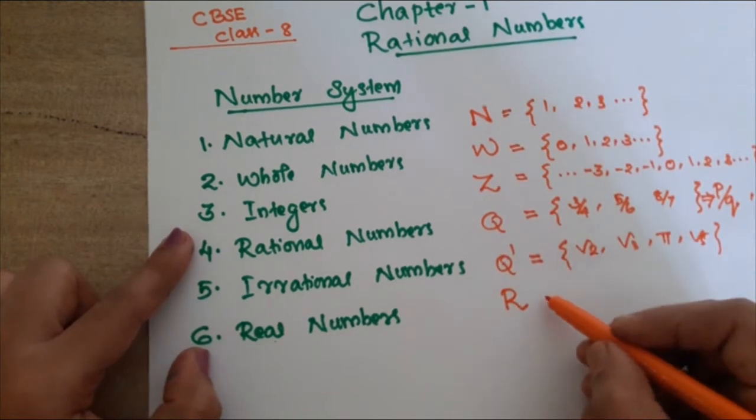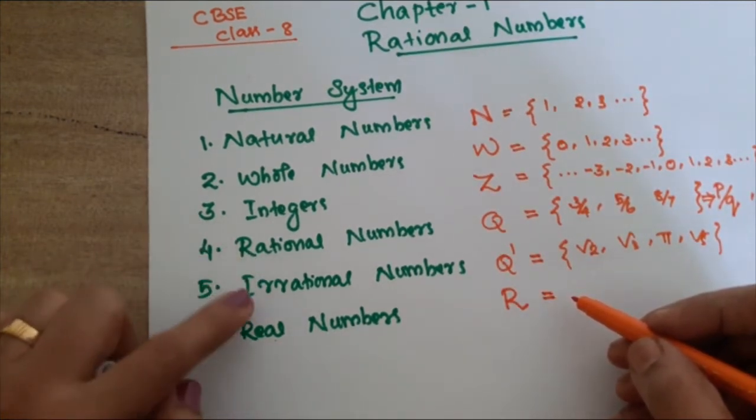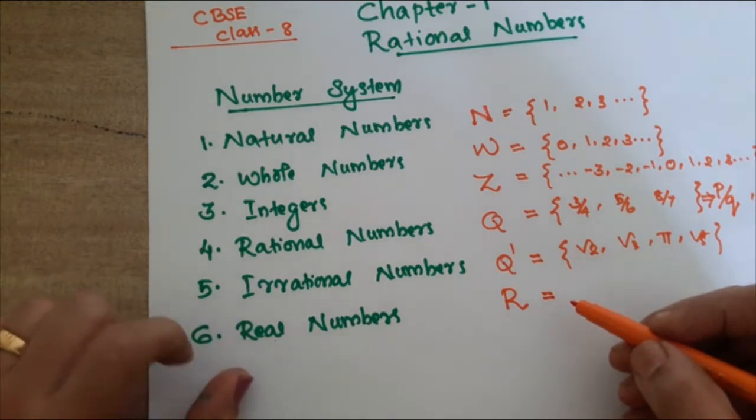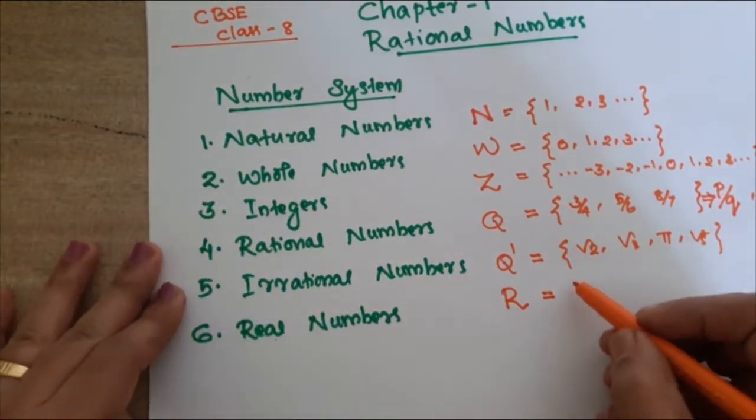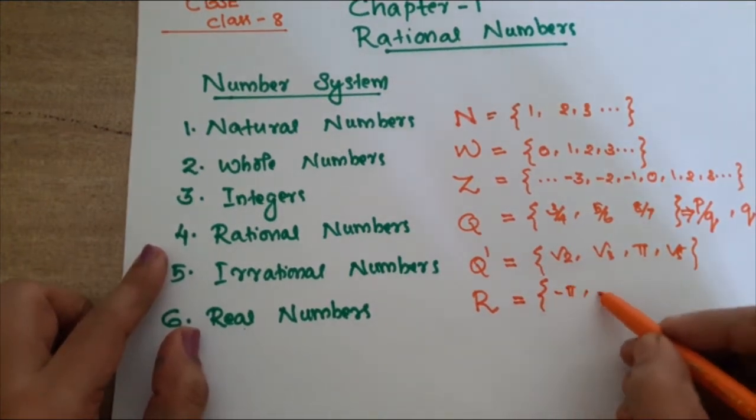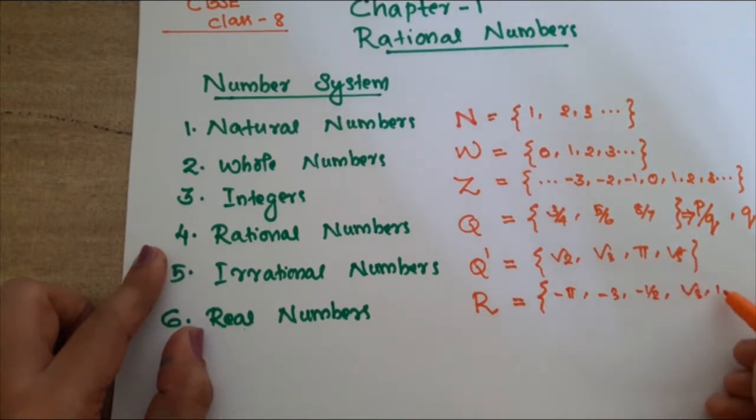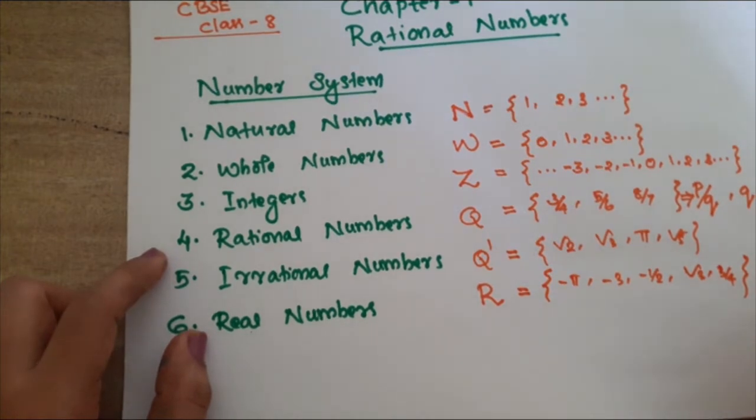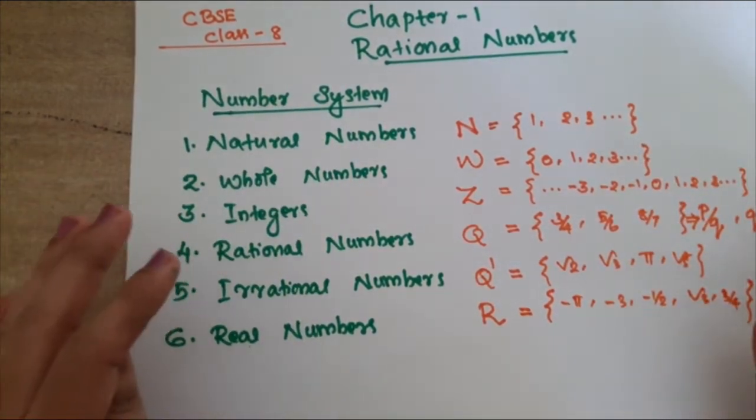Then real number. Real number is the set of rational numbers, irrational numbers and all the others. All these numbers are included in the real numbers. That means we can include minus pi, minus 3, minus 1 by 2, or root 3, 3 by 4. Anything we can include in the real numbers. This is all about our number system.